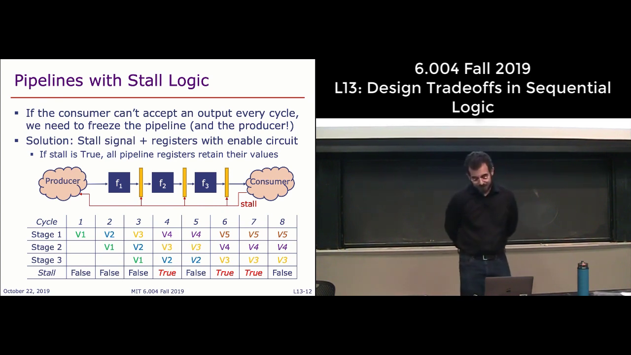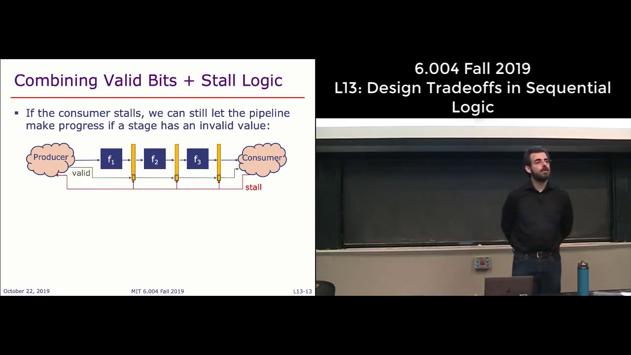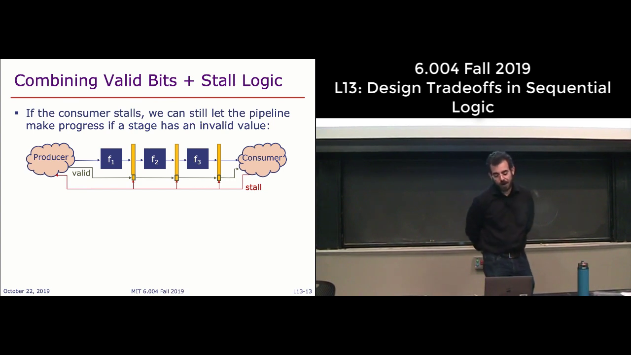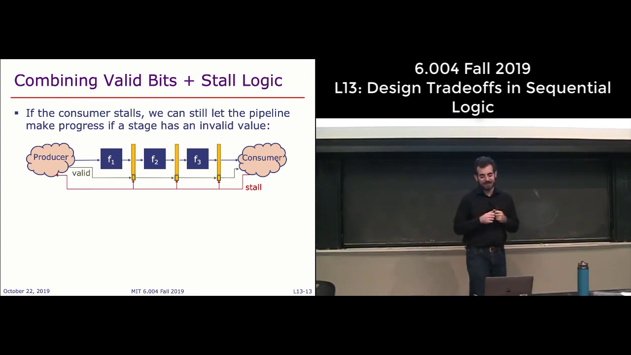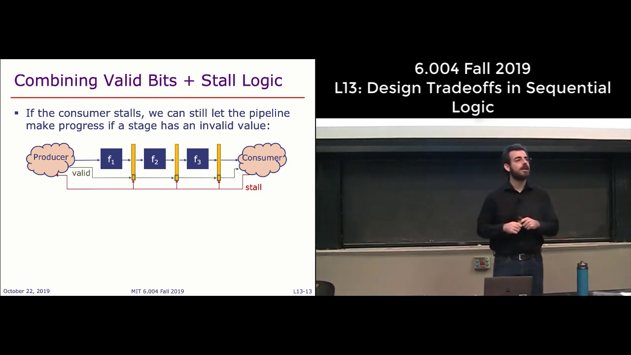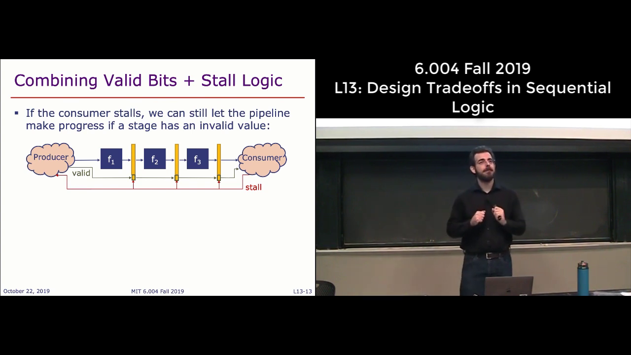Okay, so let's just make things a bit more interesting. Suppose that you have both valid bits and stall logic. Now you could treat these as independent optimizations, but you can actually do something smarter, which is that you can still let the pipeline make progress if the consumer wants to stall, but you have an invalid value in the middle.